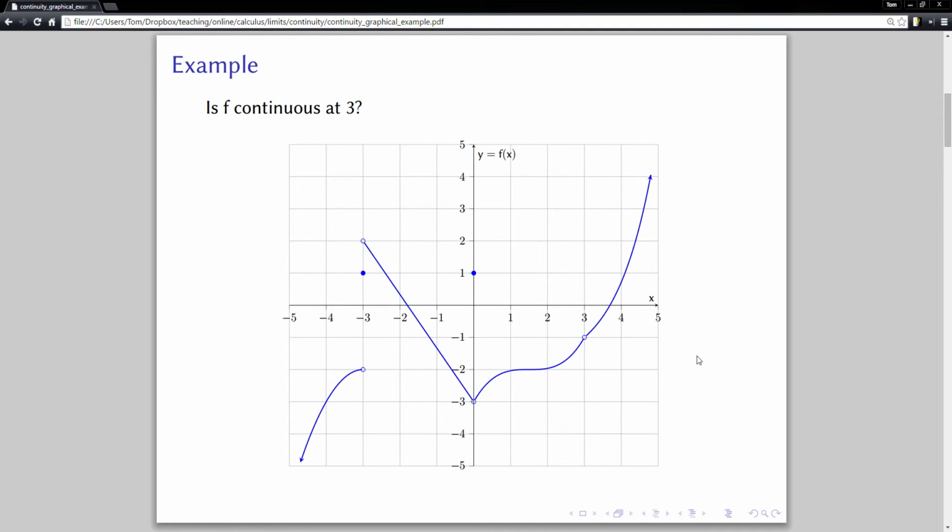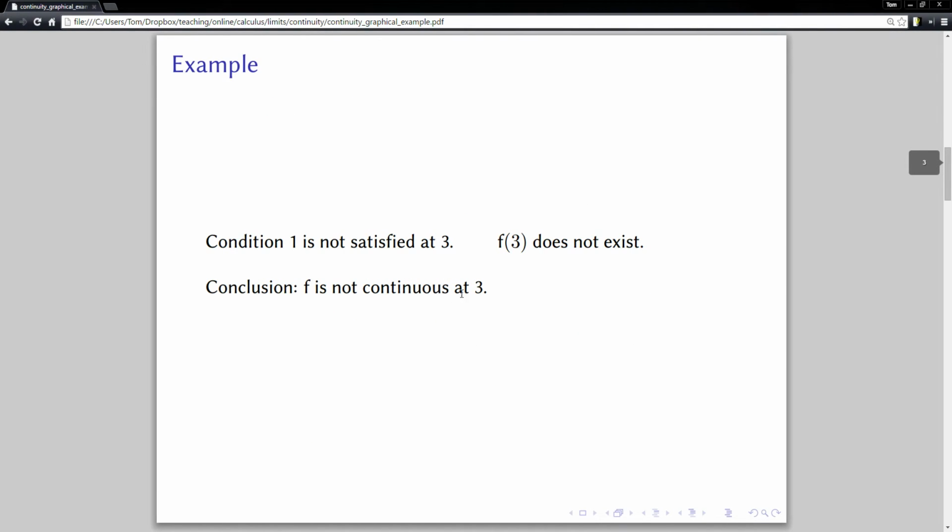So the conclusion here is that condition 1 is not satisfied at 3. There was no value there. f of 3 does not exist. And so that was condition 1 that needed to be met for continuity. So our conclusion right away here is that f is not continuous at 3. It fails condition 1.